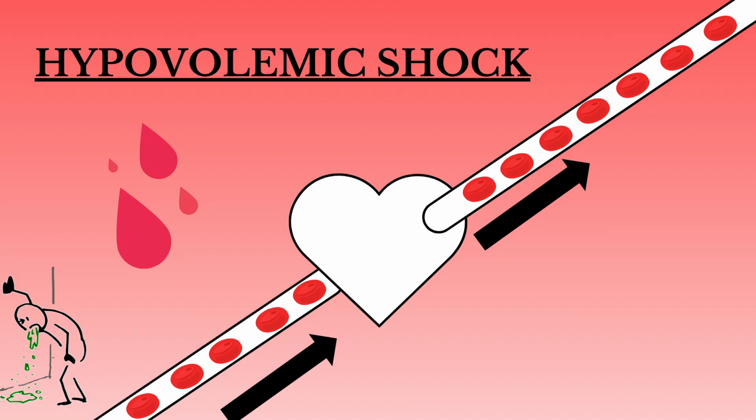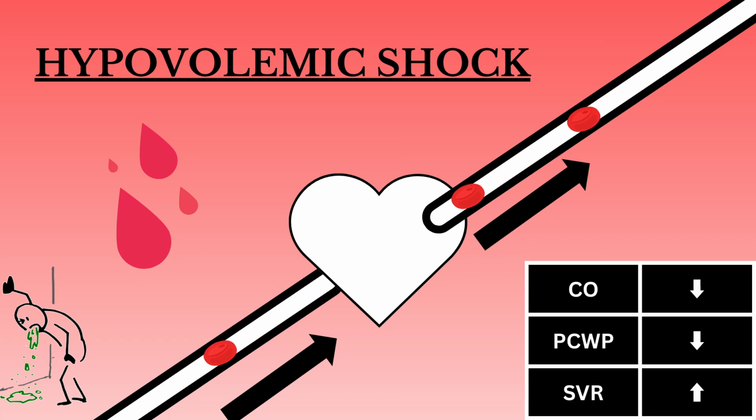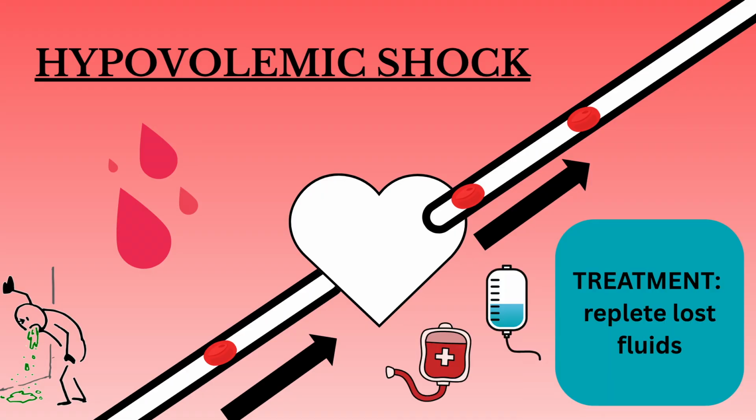Hypovolemic shock happens when you lose blood or fluids, like in a hemorrhage or severe dehydration. Because there's not enough fluid in your blood vessels, cardiac output drops, pulmonary capillary wedge pressure, or preload, drops, and peripheral vascular resistance increases to compensate. First-line treatment is rapid fluid resuscitation. You've lost fluids, so now you need to replete them.